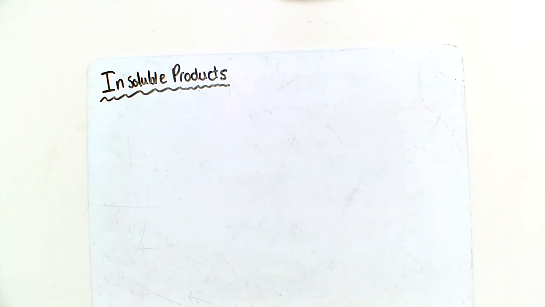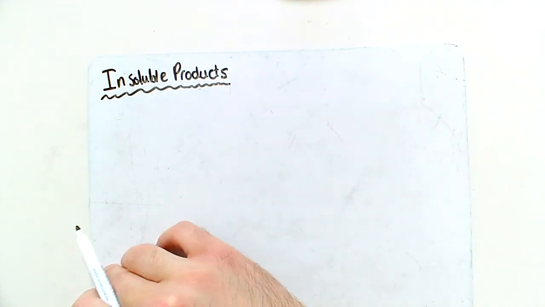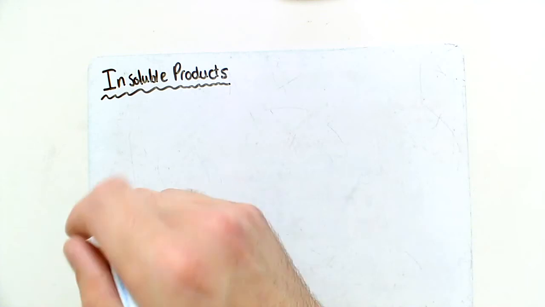So, in this lesson today, it's still working on acids and alkalis, but we're going to look at a topic called insoluble products. So, what we'll be looking at is the reactions of acids and alkalis, but we'll be looking at the products that are formed and being able to determine whether or not they are soluble or insoluble, because that matters.